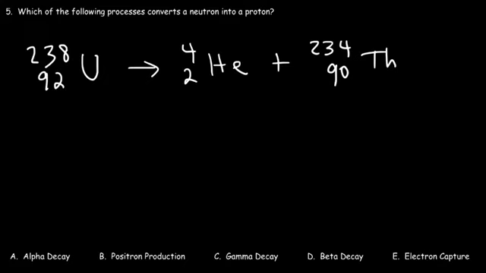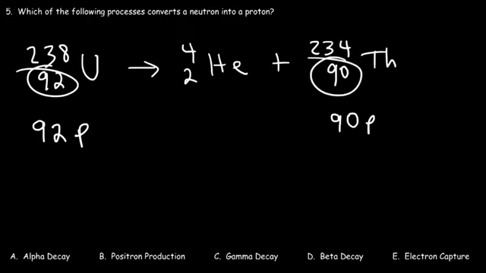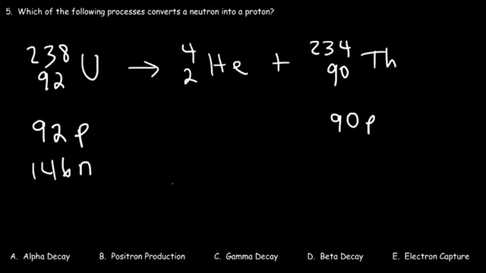Thorium-234 and thorium-230, they're isotopes of each other. They have the same number of protons but a different number of neutrons. Now uranium-238 has 92 protons. Thorium-234 has 90 protons. The atomic number gives us the number of protons. The number of neutrons is the difference between the mass number and the atomic number. So 238 minus 92 is 146, and 234 minus 90 is 144.